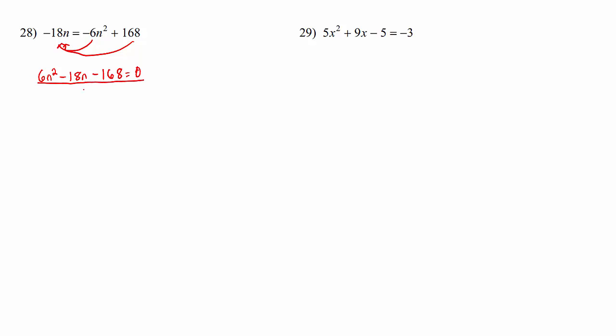I said on the last problem we're not allowed to divide by a variable in an equation, but we are absolutely allowed to divide by a number and have it just go away, because 6 divided by 6 is 1n squared.